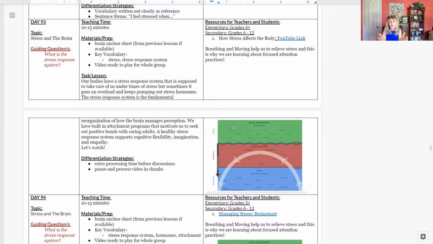So all of those academic functions that I just mentioned cannot be accessed unless we get that nervous system calm, help that nervous system to feel safe and to feel felt. So in this day 93, we are really just exploring with our students, what is that stress response system?